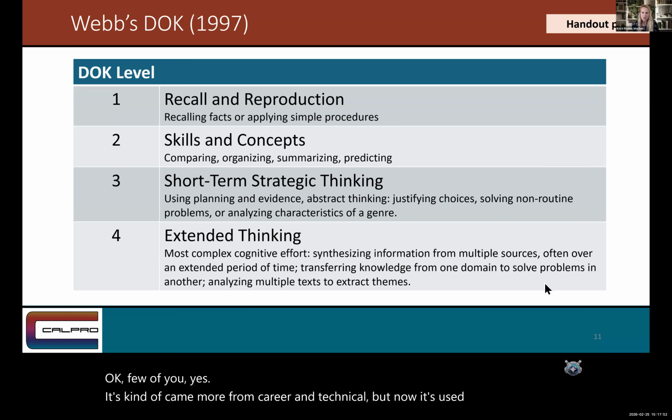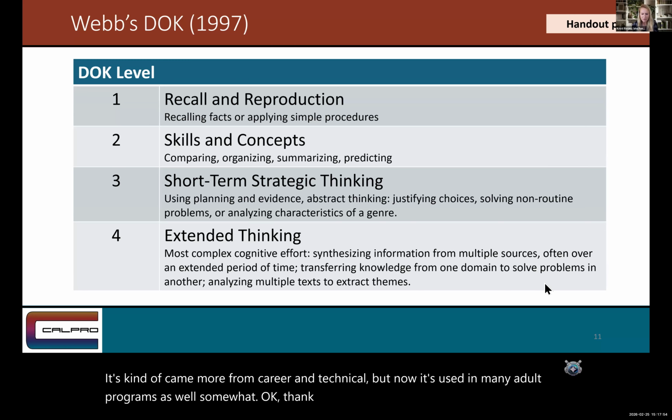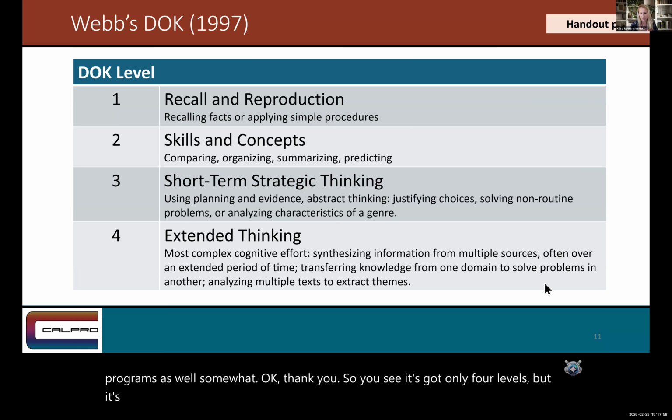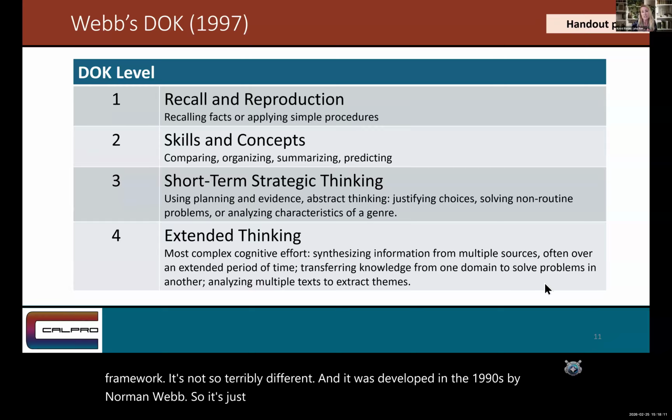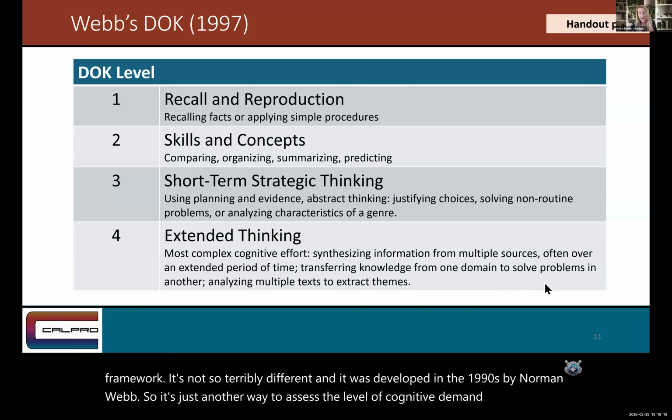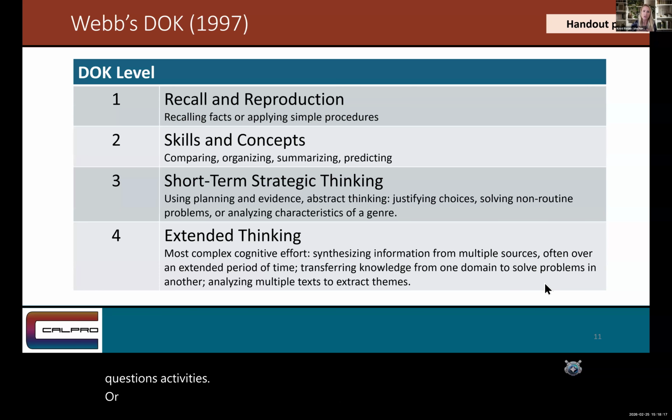Okay, thank you. So you see, it's got only 4 levels, but there's a lot of correspondence with Bloom's taxonomy. It's just another framework. It's not so terribly different, and it was developed in the 1990s by Norman Webb. So it's just another way to assess the level of cognitive demand of different questions, activities, or tasks that we have learners do as they're working with a text.